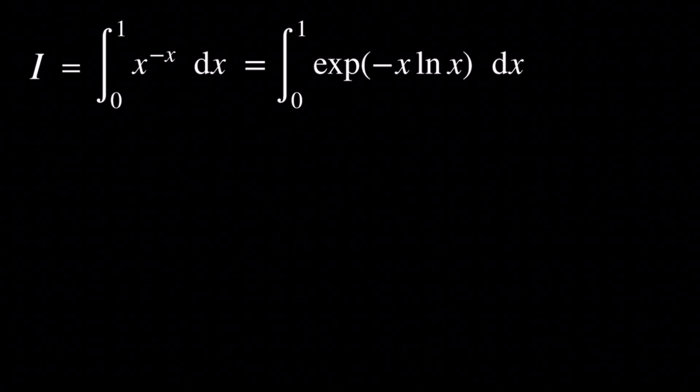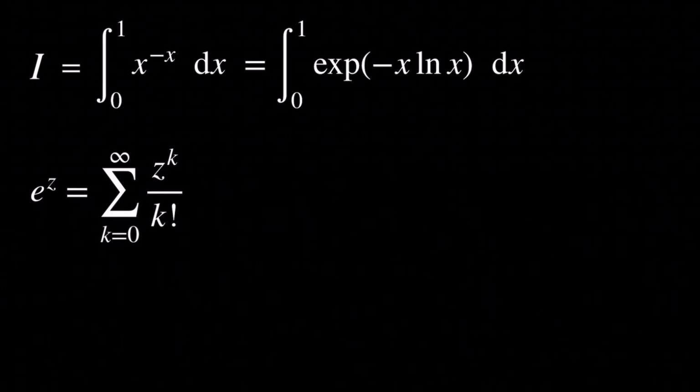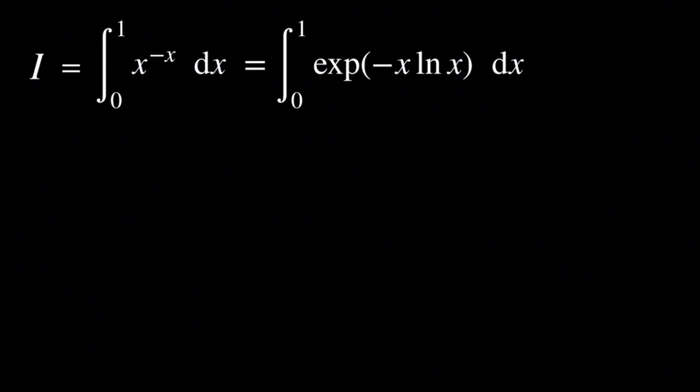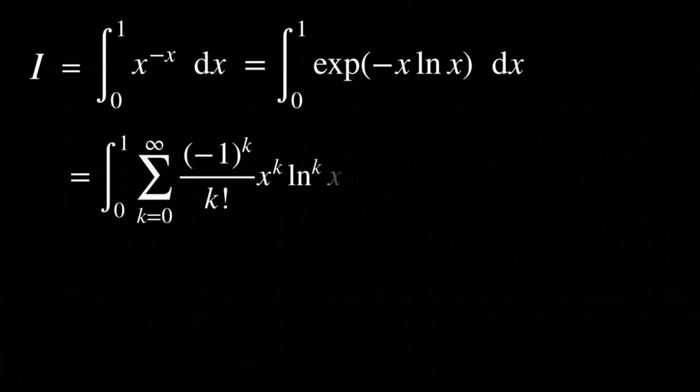We're going to use the power series of e to the z, which is given as the sum as k goes from 0 to infinity of z to the k divided by factorial k. So we're going to replace our z by negative x times natural log of x. So we're going to get the following integral.